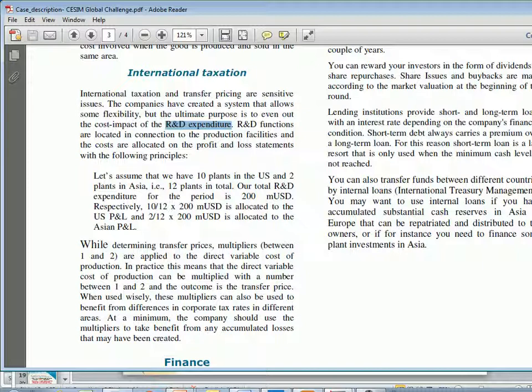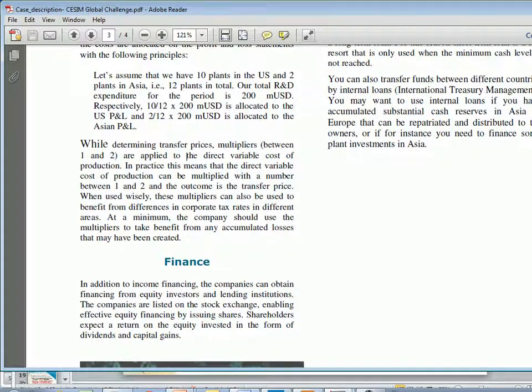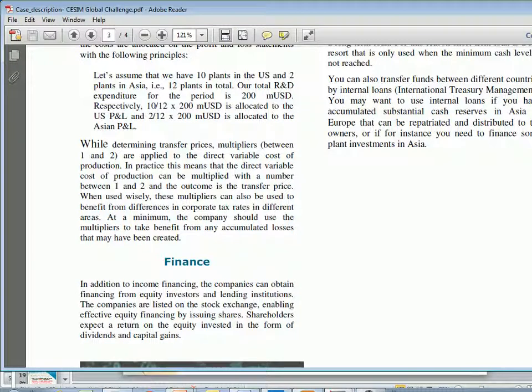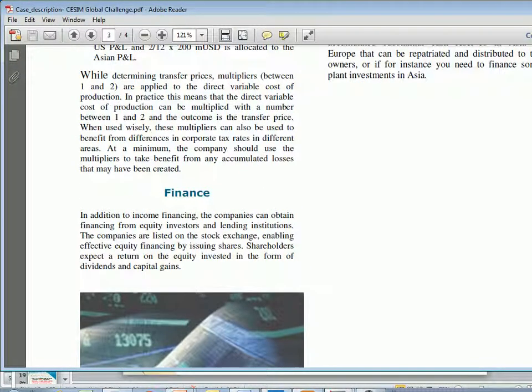So anyways, this is what you should really keep in mind when you're doing the transfer pricing. And you use this concept of multipliers. This goes into greater detail in this area, so I'm not going to spend too much time on it because this is very brief. All right, now we're close to the end, which is great.